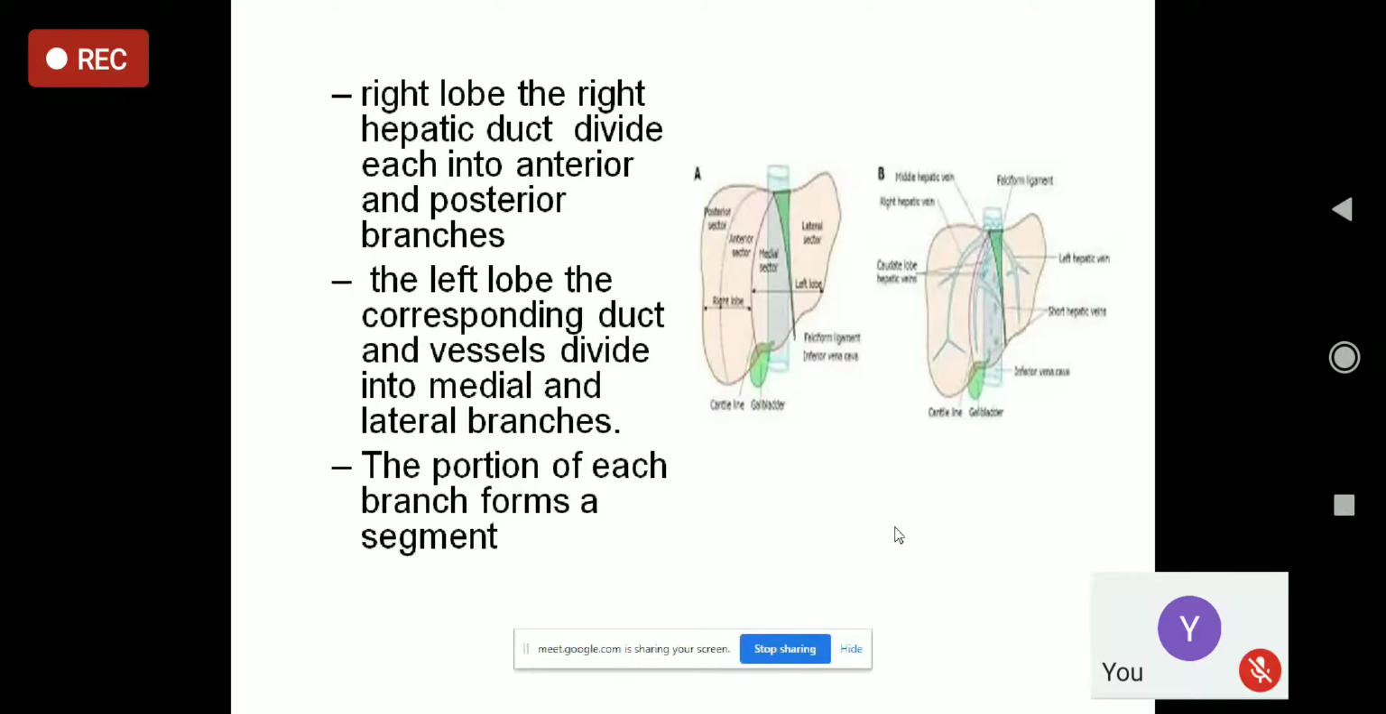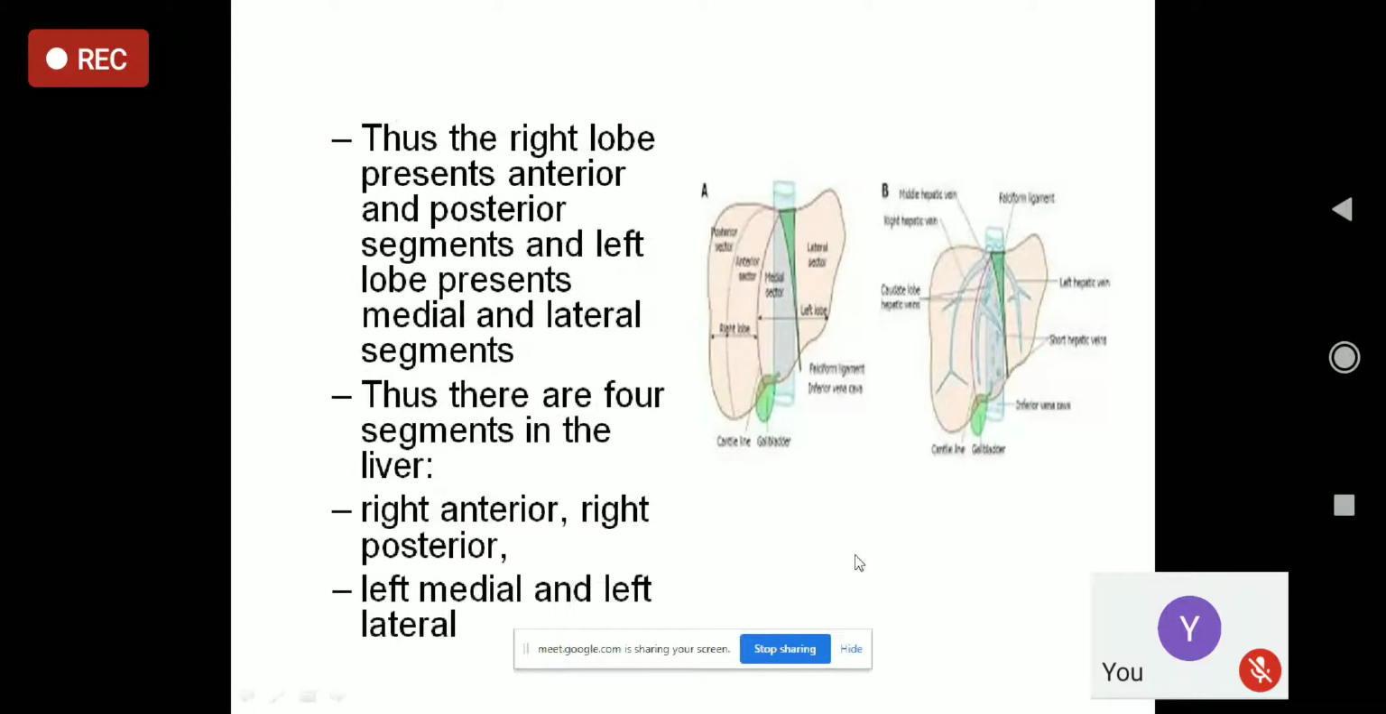Hello, class. Yes, ma'am. So again, this right lobe is divided into anterior and posterior and left into medial and lateral. This is again an MCQ question, please remember. The right lobe presents anterior and posterior segments, whereas the left presents medial and lateral segments. So there are altogether four segments: right anterior, right posterior, left medial and left lateral.